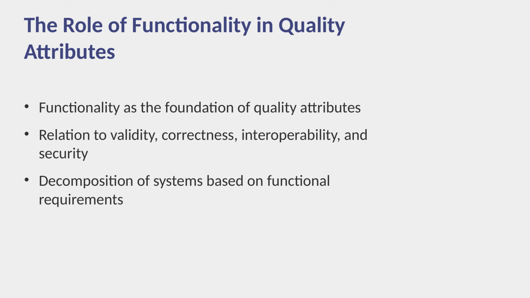This initial functional decomposition is crucial, as it influences all subsequent quality attributes. If functionality is flawed, how can we expect other attributes to succeed? This raises an important question. How do you prioritize functionality against other quality attributes in your projects?